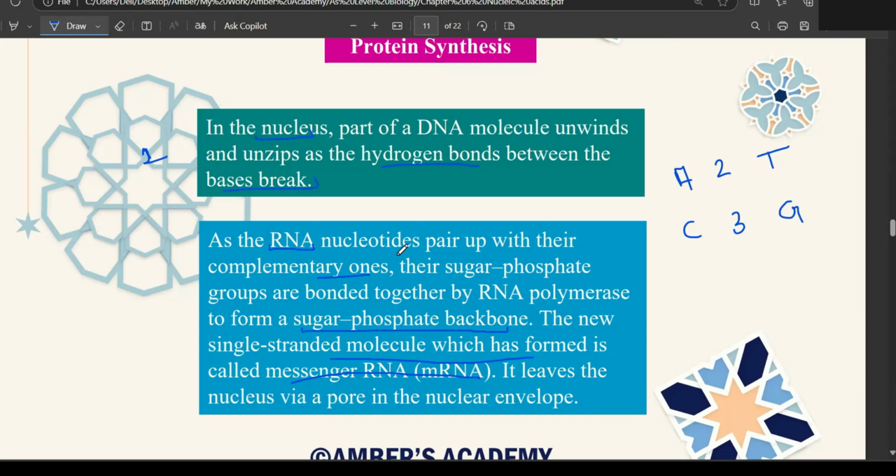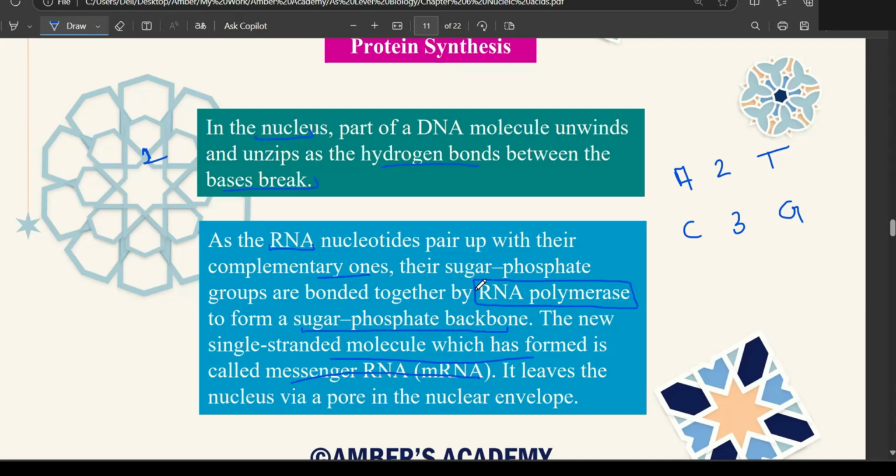And you need to remember the structure of a nucleotide, that it has a phosphate, then it has a sugar, the 5-carbon pentose sugar, which is ribose in this case, and it has a nitrogenous base. So RNA nucleotides are going to pair up with their complementary ones, meaning if RNA has cytosine, then the complementary of cytosine is going to be guanine. Those two nucleotides are going to pair up with one another, and then their sugar phosphate groups are bonded together by RNA polymerase. So now comes the other enzyme that you need to remember. It has the same working as DNA polymerase. We did DNA polymerase for DNA replication. Now you need to remember RNA polymerase.